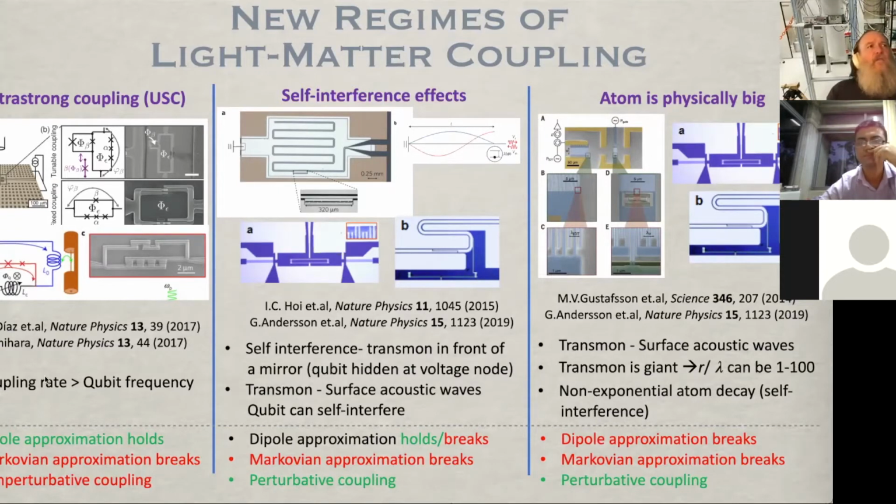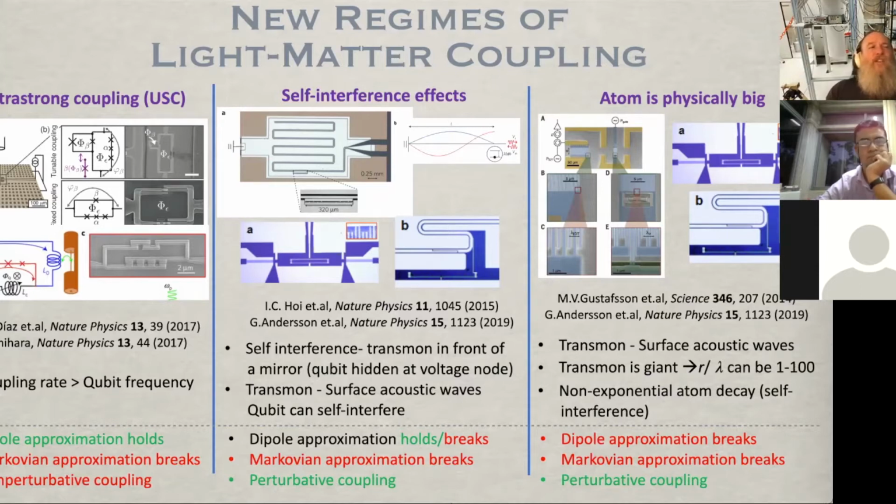And so if we think of our description of light matter interaction, or the interaction of photons and atoms, traditionally there are really three key approximations that are made in treating this interaction. First is the dipole approximation, which is essentially an approximation that the size of the atom is small compared to the wavelength.